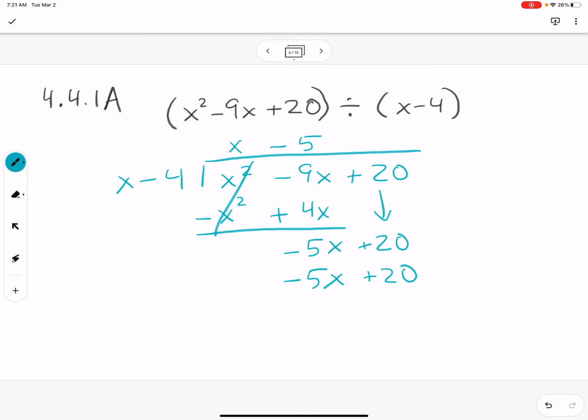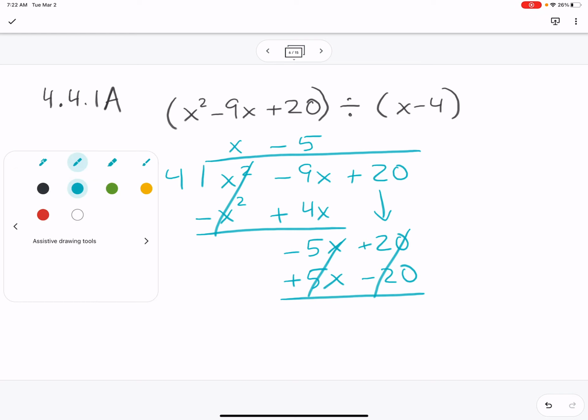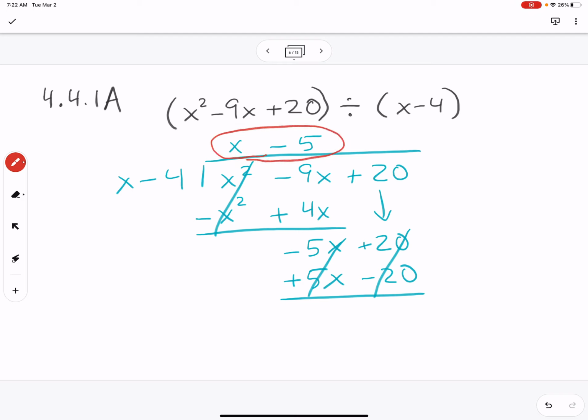Now, like I said again, before we add these up, we need to change both of the signs. So this negative becomes a positive, and this positive becomes a negative. Now I add them up, and yay, negative 5x plus 5x, well, those cancel out. And positive 20 minus 20, those cancel out as well, which is what we hope for. So that means that we have our answer. We go back up to the top. This x squared minus 9x plus 20 divided by x minus 4 is x plus 5, or x minus 5.